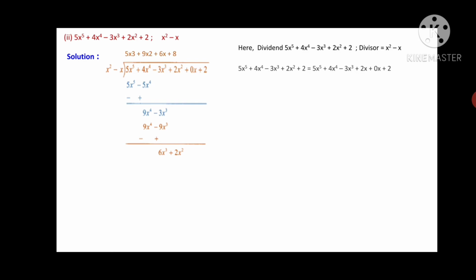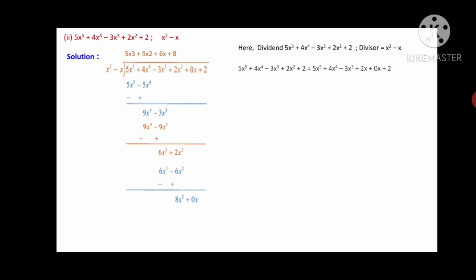Therefore now 6x cube upon x square gives you simply 6x. So 6x multiplied by x square minus x gives you 6x cube minus 6x square. Friends, the signs will change, therefore 6x cube minus 6x cube cancels. 2x cube plus 6x cube, that will be 8x square. When you are dividing this 8x square by x square, you will get simply 8. So plus 8 will be there at the quotient place.